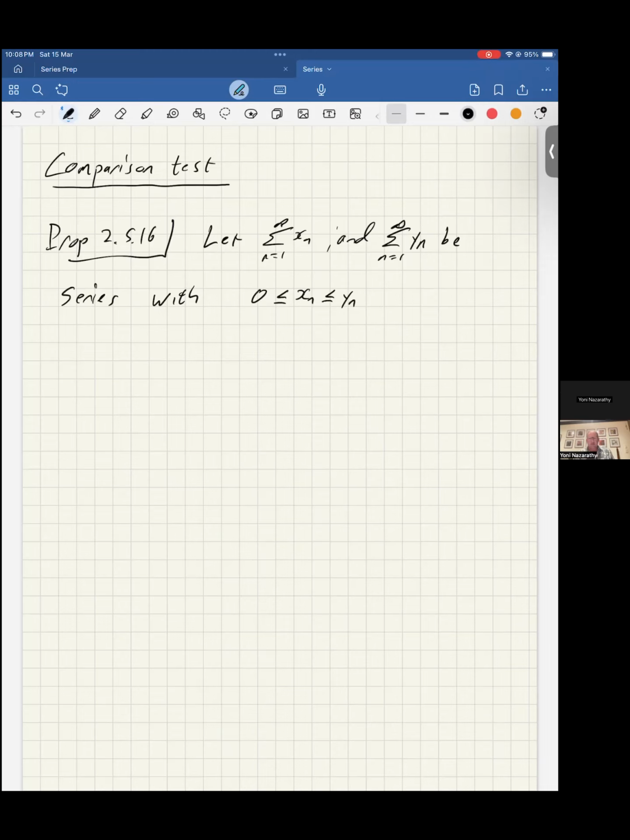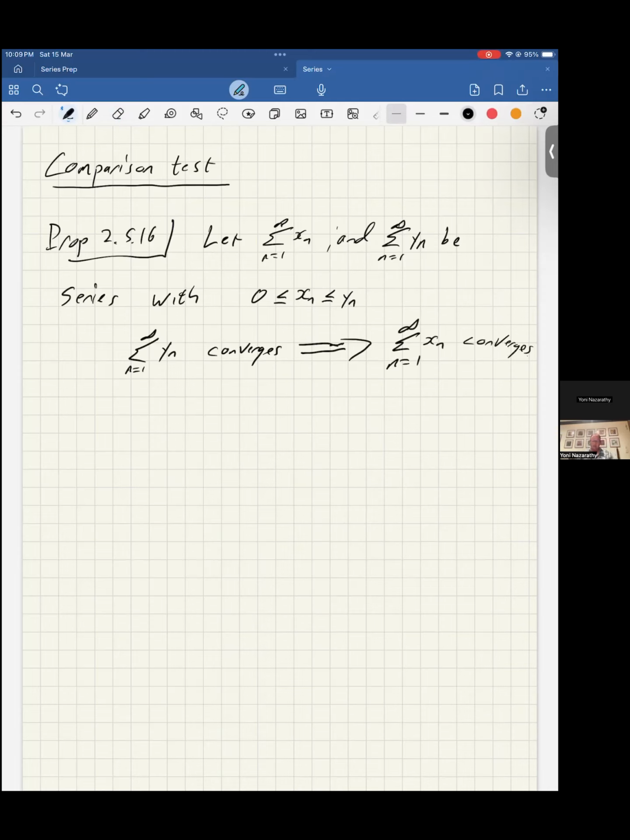So the yn series, in a sense, bounds the xn series. So the statement is that if the series sum from n=1 to infinity of yn converges, then so does, or let me write this in an if-then, an implication way: if yn converges, then the series summing up xn converges.